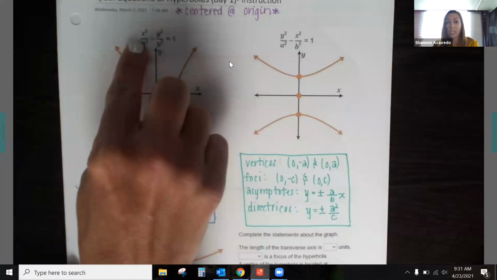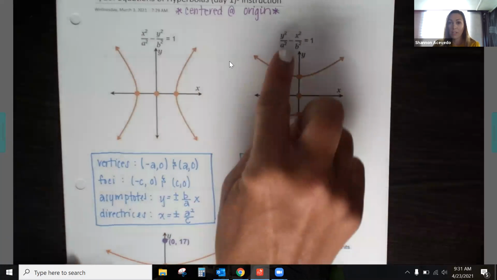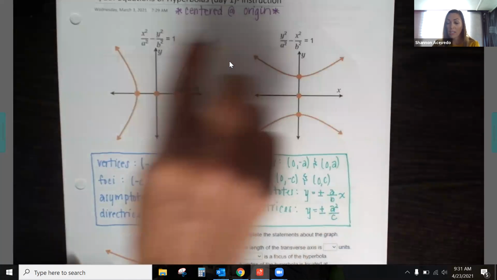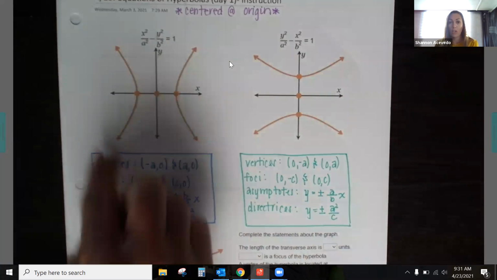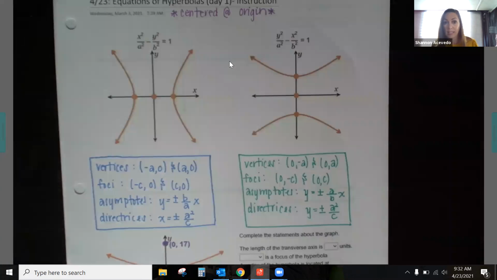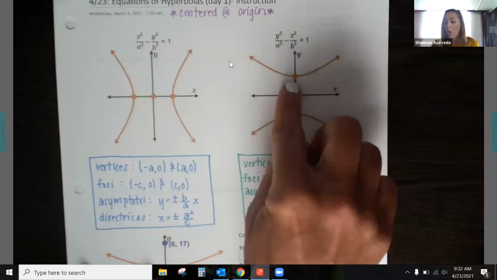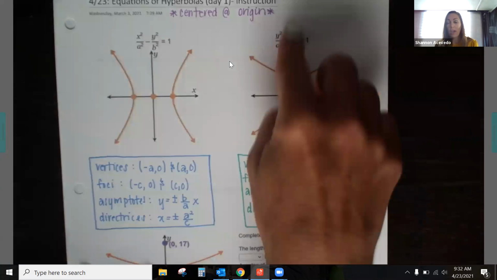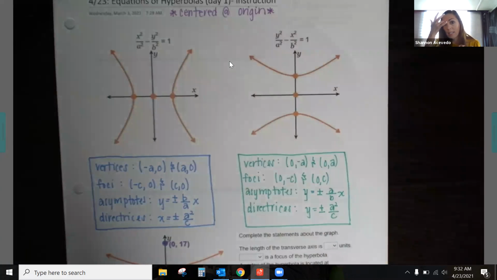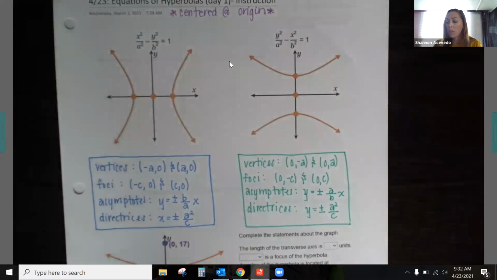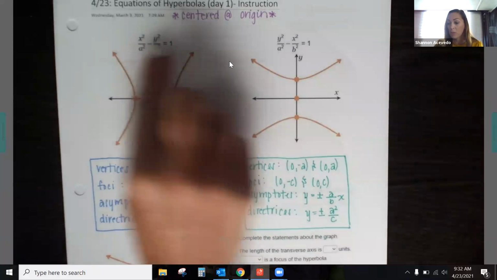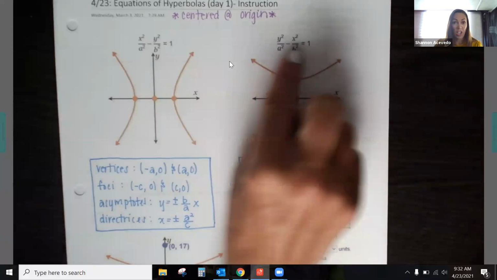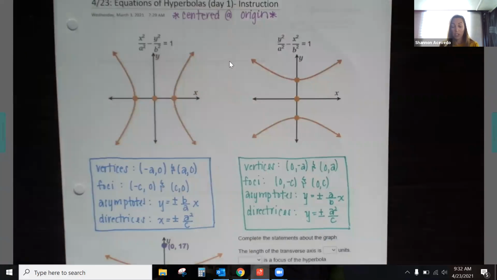In this case though, the difference again, x squared first here versus y squared first here. If x squared is first, then they're going to open along the x-axis, so it includes the x-axis. Here, when they open up and down, they're going to include that y-axis. They've got to go through that y-axis at some point. So that's going to be the differences between the two. An ellipse had a plus in between, where when we talk about a hyperbola, it has a minus in between.